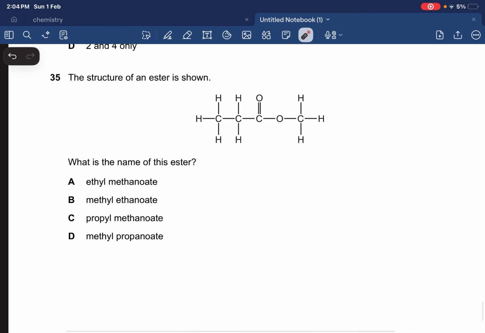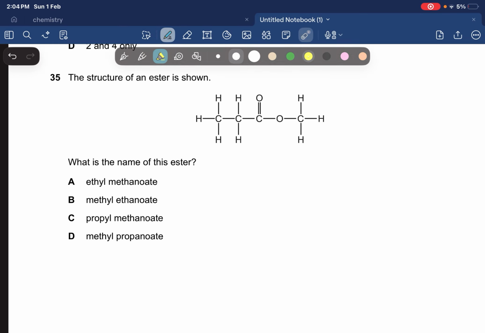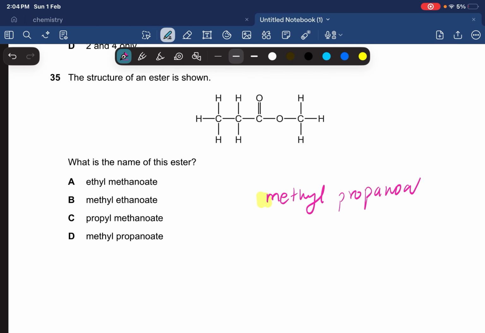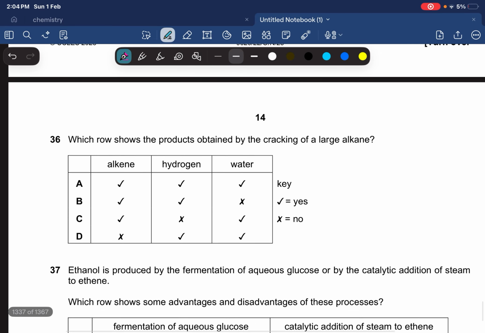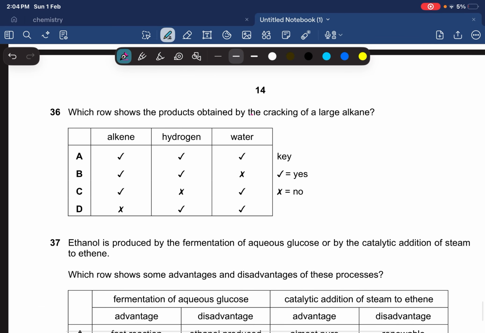The structure of an ester is shown. What is the name of the ester? Oh my god. Methyl propanoate. That's all I need. Which row shows the products obtained by the cracking of a large alkane?